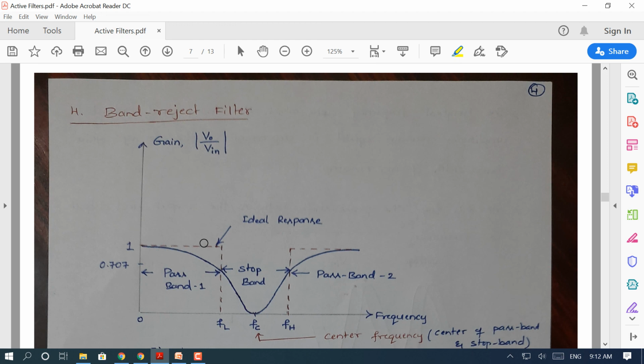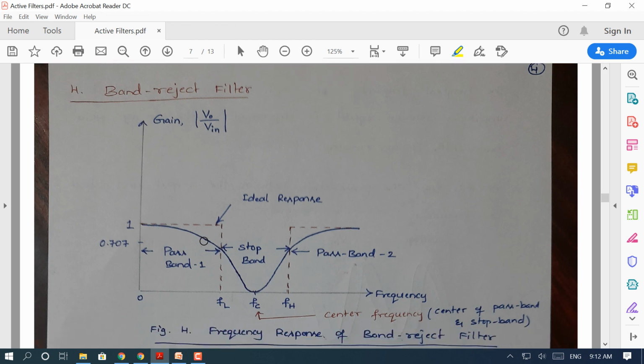Let us study the frequency response of the band reject filter. Again, gain versus frequency response. If we observe here, there are two pass bands, pass band 1 and pass band 2, and there is only one stop band here. We are going to reject frequencies in the range of FL to FH. And here the center frequency is the frequency where gain is 0. That's called the center frequency. The center frequency lies exactly in the middle of FL and FH.